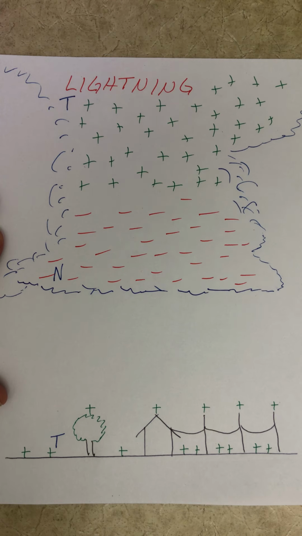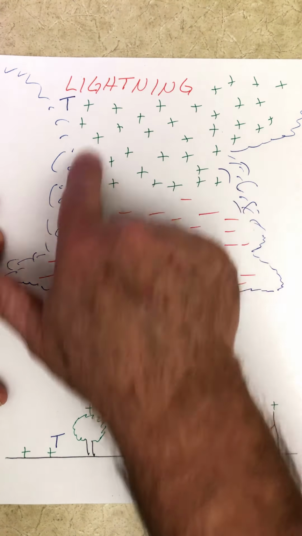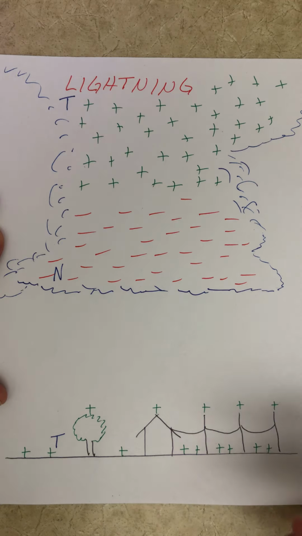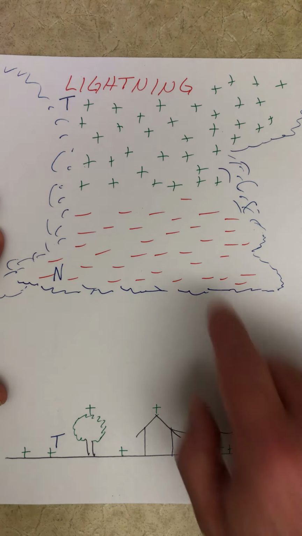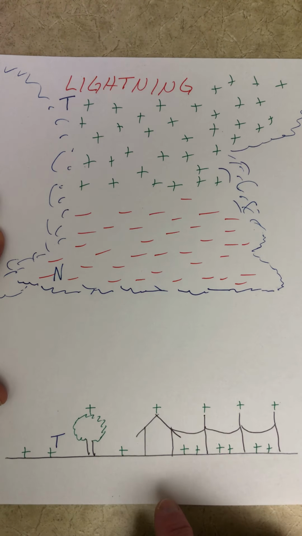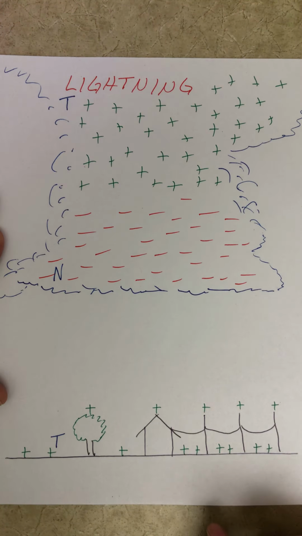Okay, so how does lightning then get started? Well, let's first look, and I forgot to mention this, that now we've got a separation of charges. We have a disequilibrium in the atmosphere. And as I've mentioned all semester long, whenever there's a disequilibrium, the atmosphere is going to try to reestablish equilibrium. In this particular case, when there's a disequilibrium in terms of the charges within the atmosphere, a lightning bolt is going to be created to reestablish equilibrium.